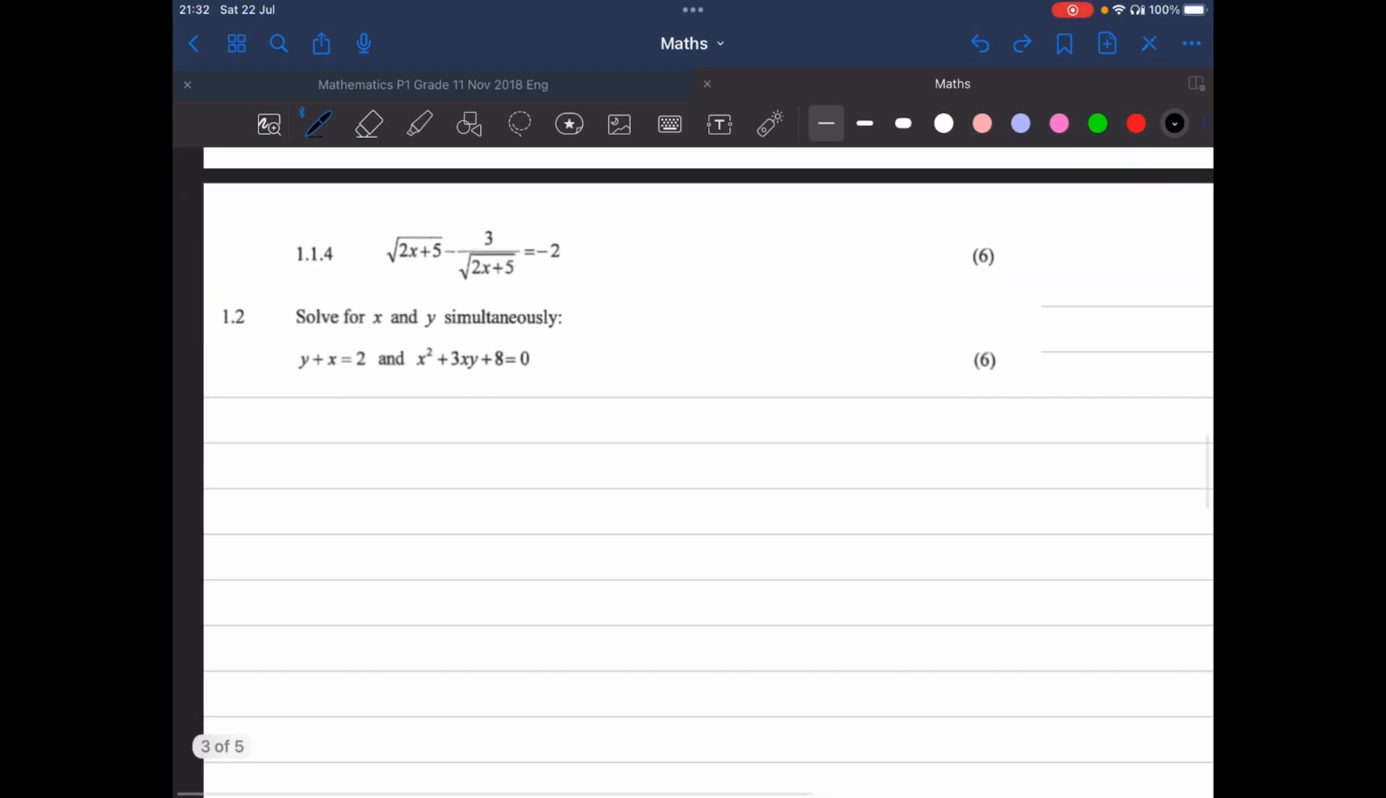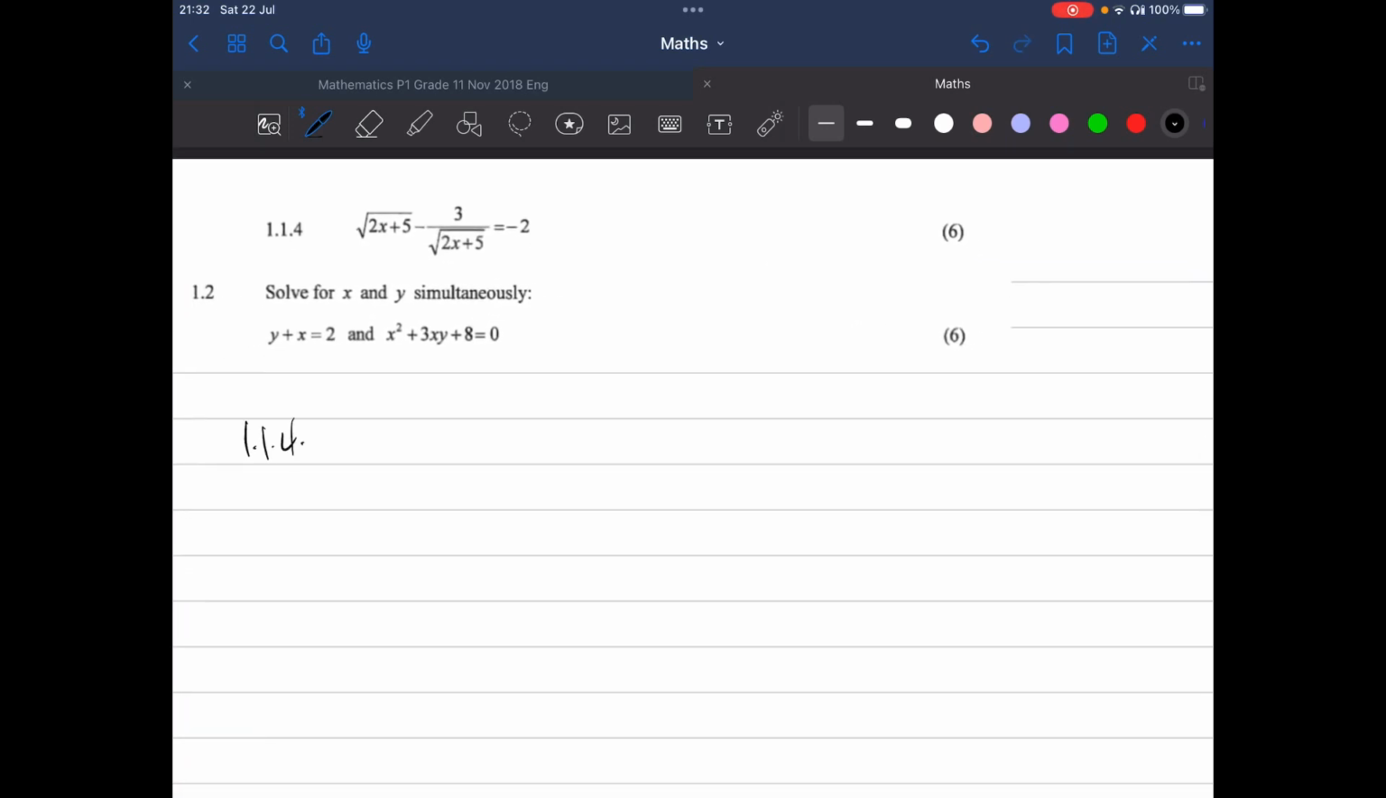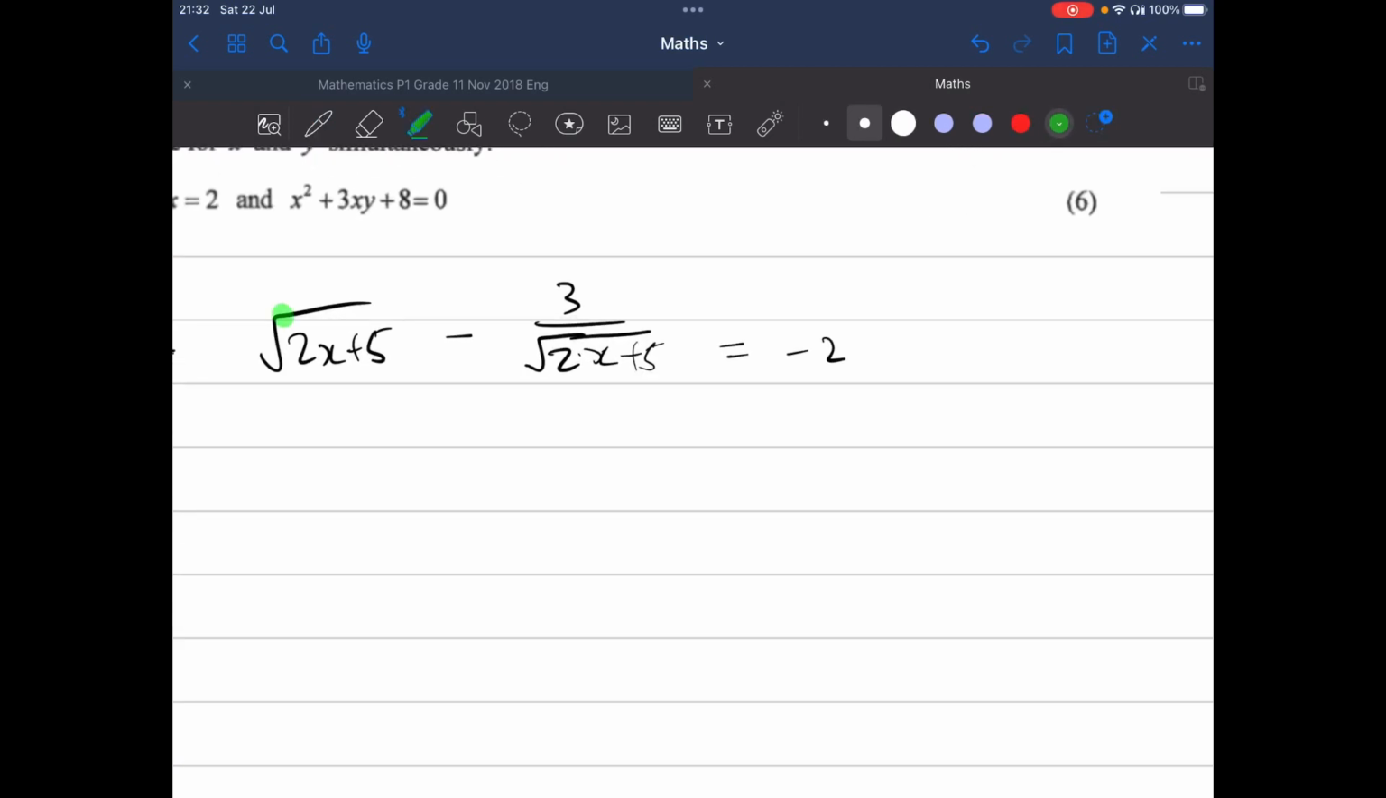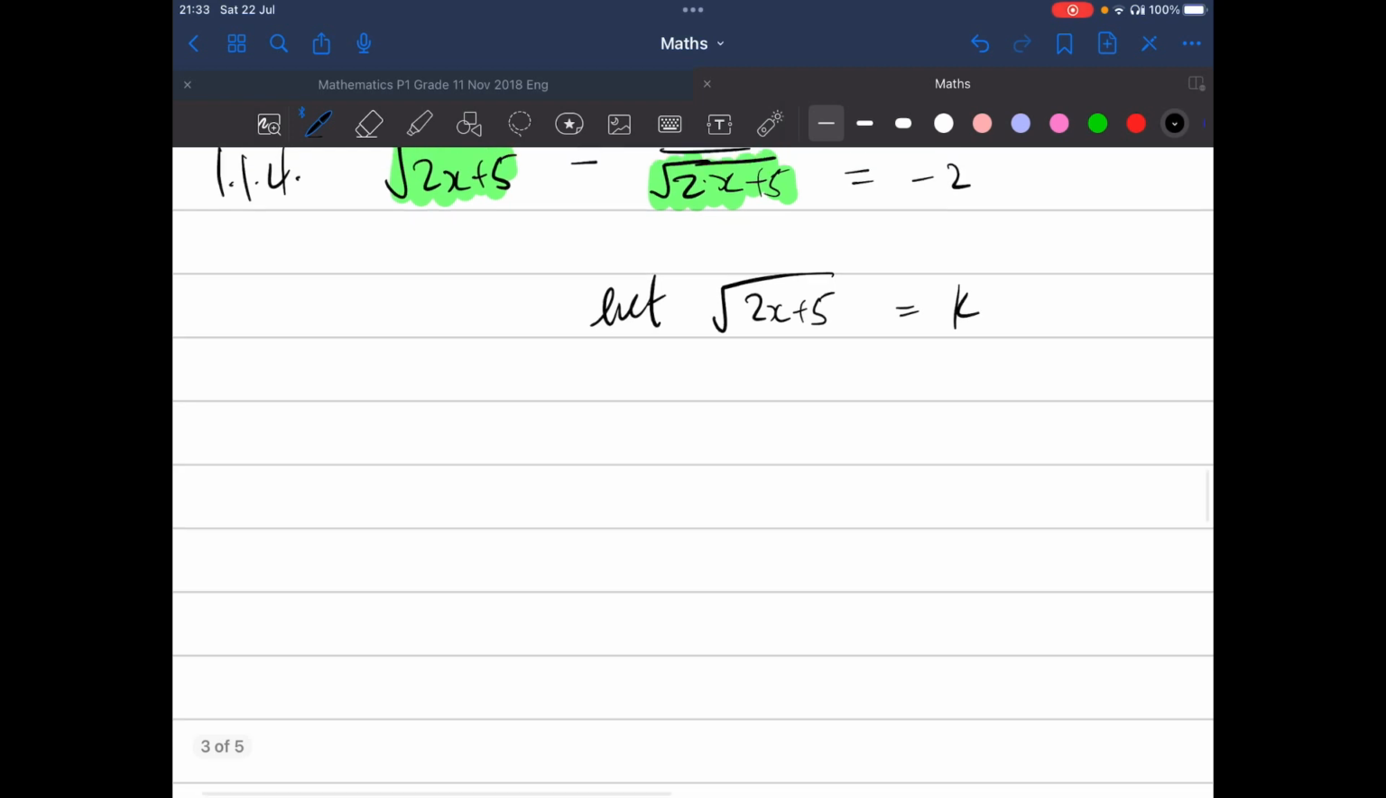Okay, 1.1.4. So this says root of 2x plus 5 minus 3 over root of 2x plus 5 equals minus 2. Okay, so if we look at this nicely now, you can see that we have root of 2x plus 5 repeated twice. So what we can do is set it. We can say let the root of 2x plus 5 equal, let's say, k. You can pick any variable, but let's just say k.